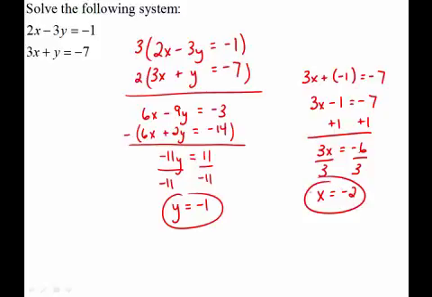And so now I have the solution to my system. X is negative 2, y is negative 1. If I want to write it as a coordinate, remember x comes first. And so that would be the answer as a coordinate. You may see the answer as a coordinate on the multiple choice test. There is a way to do these on the calculator rather quickly.